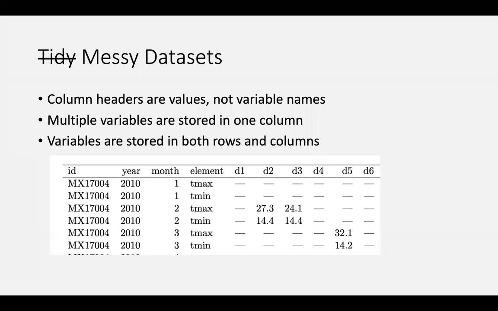Variables are stored in both rows and columns, okay? I've encountered data from, say, precipitation or weather data, what have you. Here we've got the site, the year, the month, and then different days of the month and observations. So there are days of the month and then there's actually a month as variables and columns. So this is all kinds of wonky and is definitely not tidy.